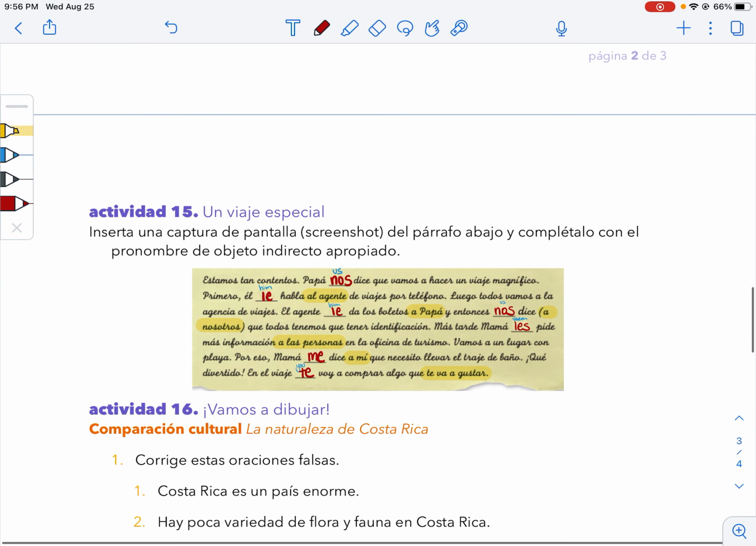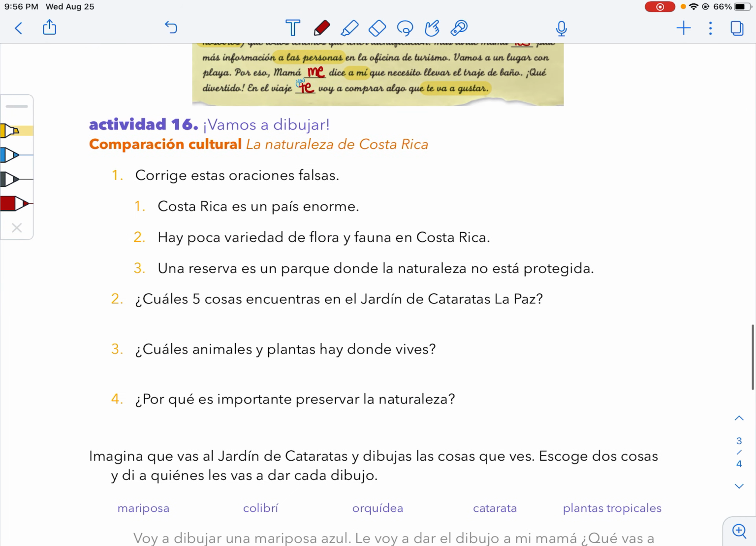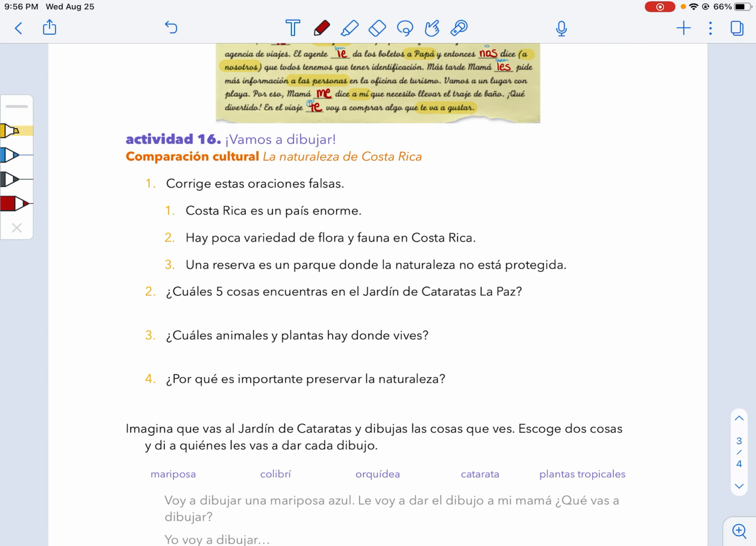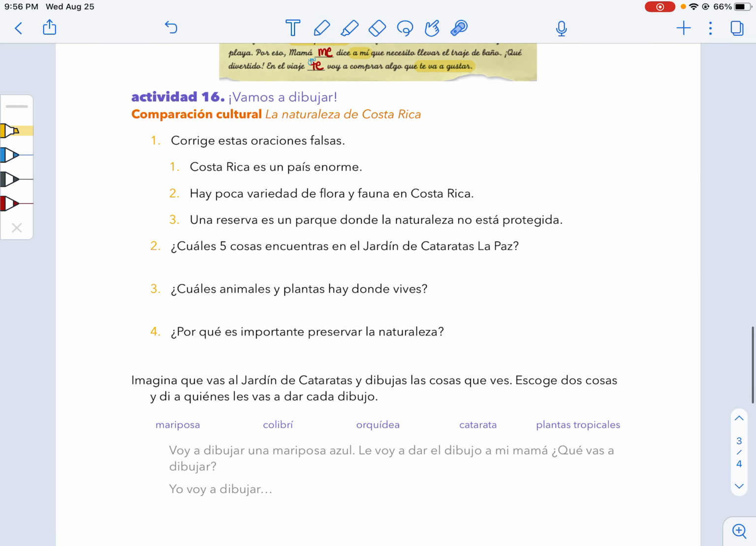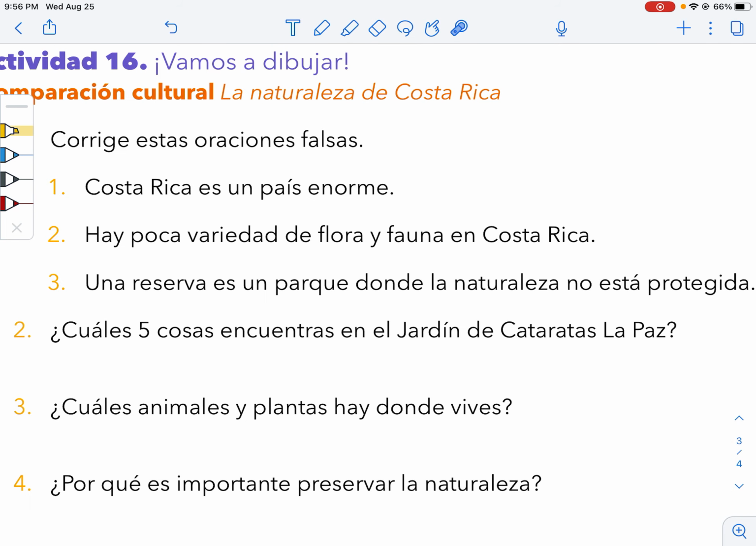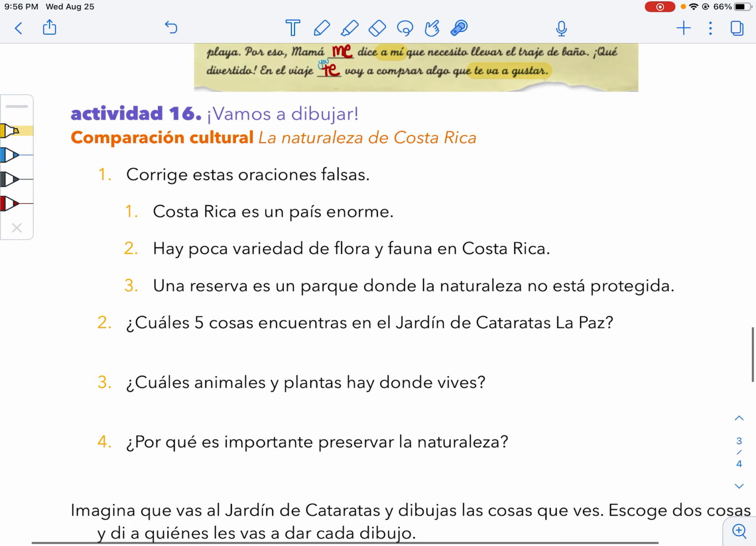Awesome. So exciting. Okay. Now go ahead and read your little blurb for activity 16. La comparación cultural sobre la naturaleza de Costa Rica. Corrija las oraciones. Las oraciones falsas.